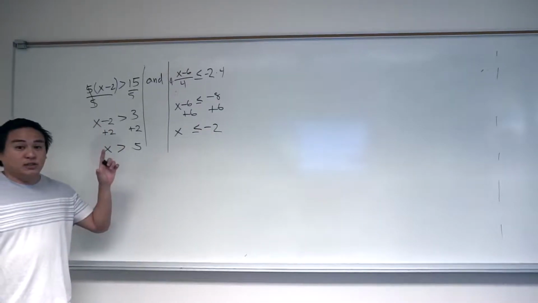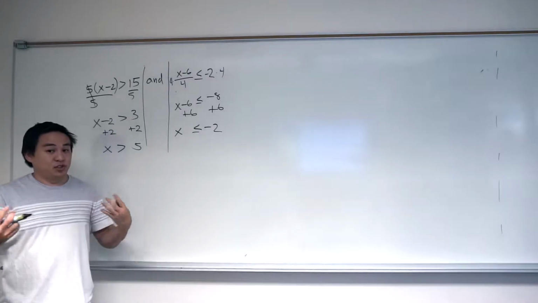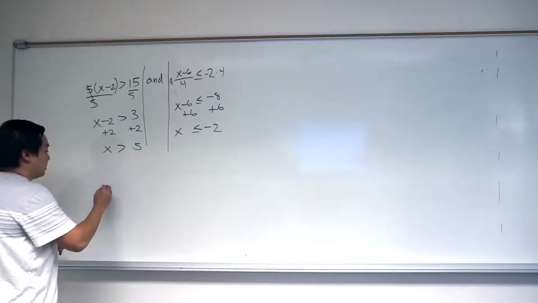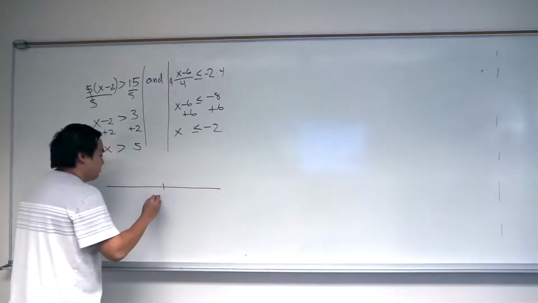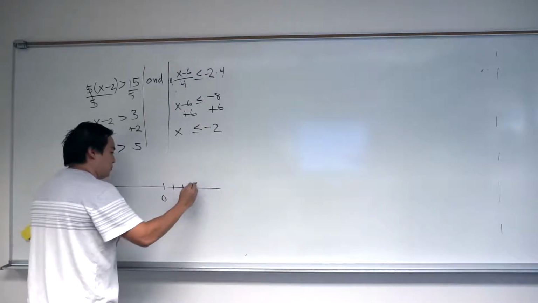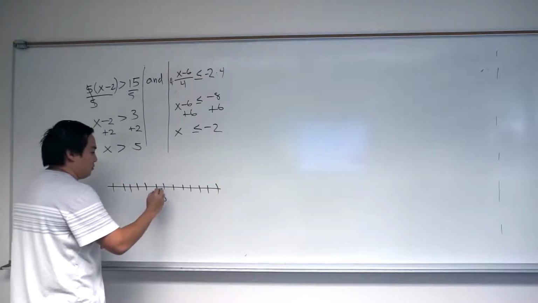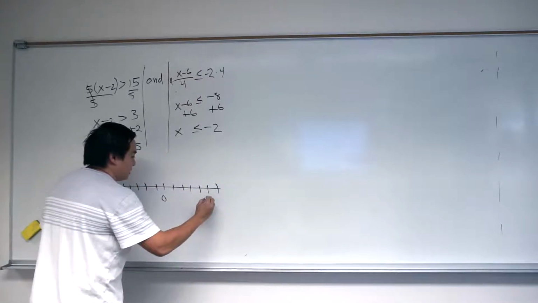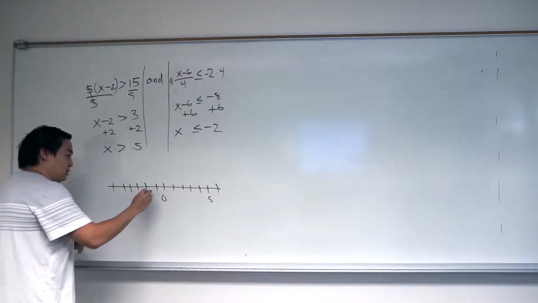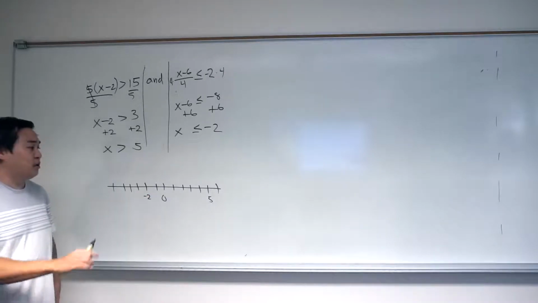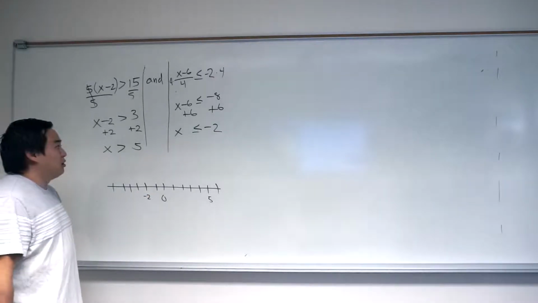The next thing you want to do after you have this solved out is to draw it on the number line. So let's go ahead and do that. One, 2, 3, 4, 5. So let's say that's 5. And this one is negative 2. They're all in intervals of 1, so I'm not going to label all of them.